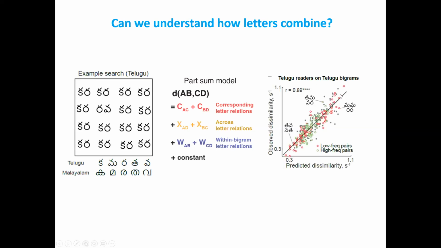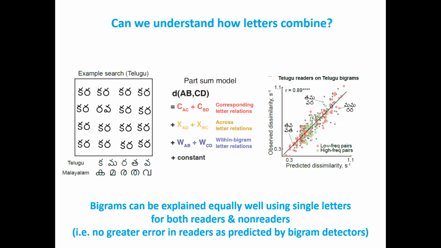And this is what we found in the data. This is the Telugu readers on Telugu bigrams, and it turns out that the observed dissimilarity is very nicely correlated with the predicted dissimilarity. And the errors are not different for high frequency bigrams versus low frequency bigrams and so on. In general, bigrams are explained equally well using single letters for both readers and non-readers. So there are no greater errors in readers, as you would predict from bigram detectors, at least at this level.